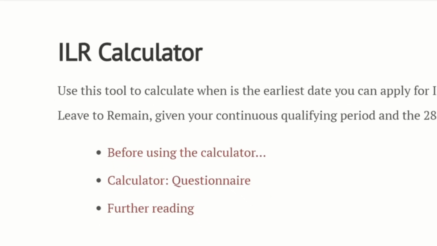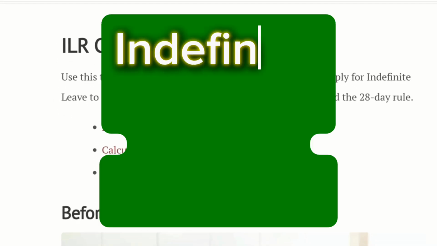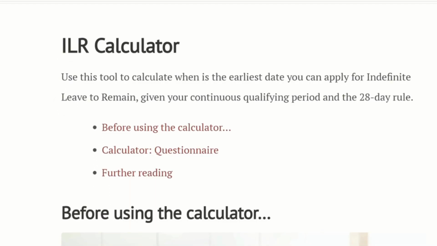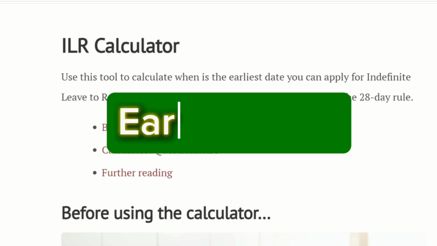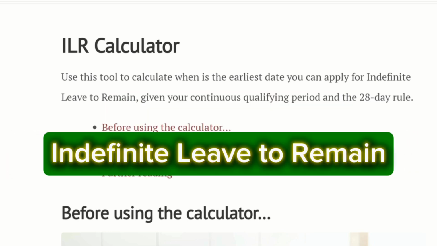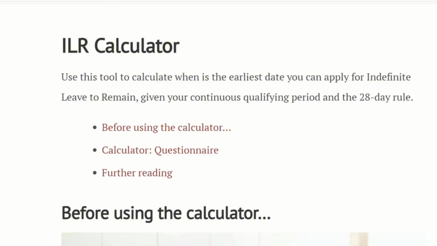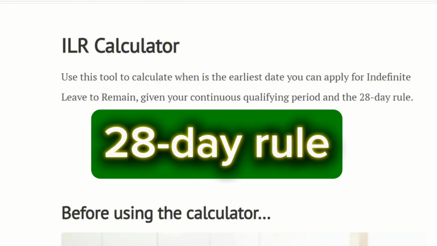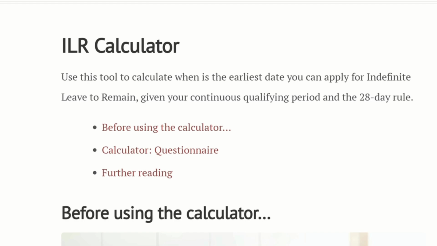In this video, I'm going to show you how to use an indefinite leave to remain calculator. I'm going to show you how to determine the earliest date you can apply for indefinite leave to remain, given your continuous qualifying period and the 28-day rule. Have you heard about the 28-day rule before? Don't worry, we are going to dive into this whole thing.